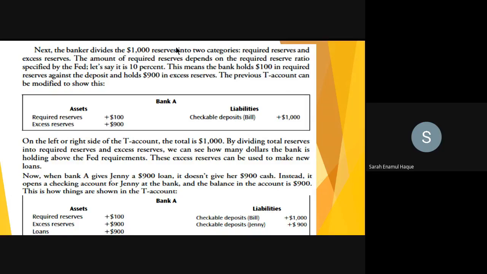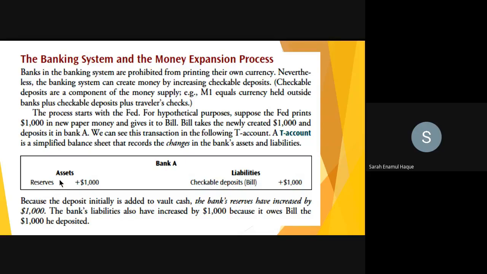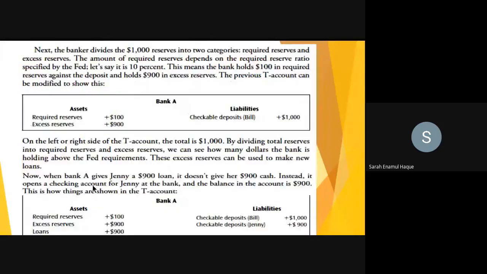Because of this change, what happens to the T account? Look at the assets part. We can see that the required reserves is now $100 and the excess reserves is now $900. Previously we did not divide it; it was just called reserves. So this is total reserves, $1,000. But on the next slide, you will see that those reserves are now divided into two parts. Required reserves is $100. Excess reserves is $900. But if you total it, you will still get $1,000, right? And let's go to the liabilities part. Liabilities is the same.